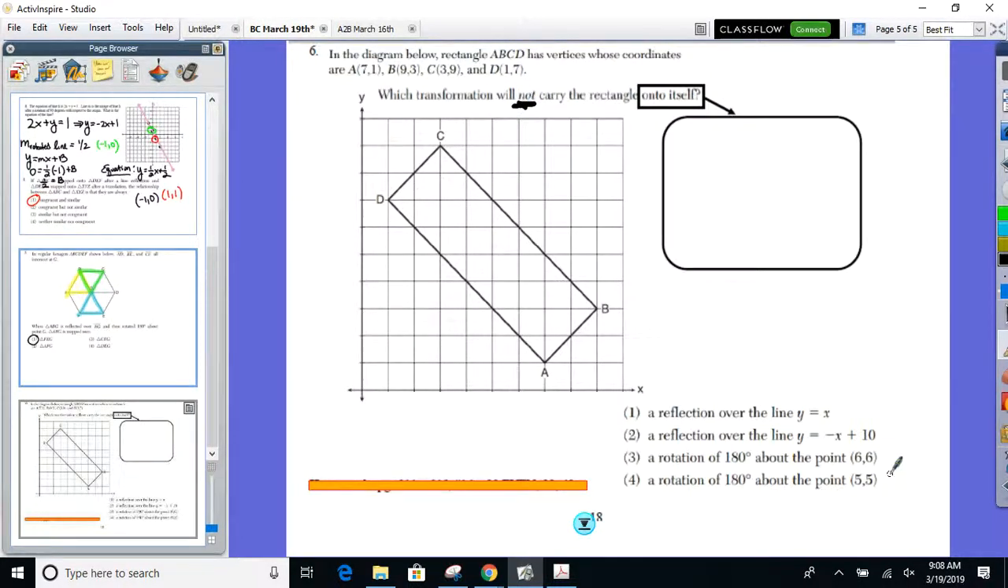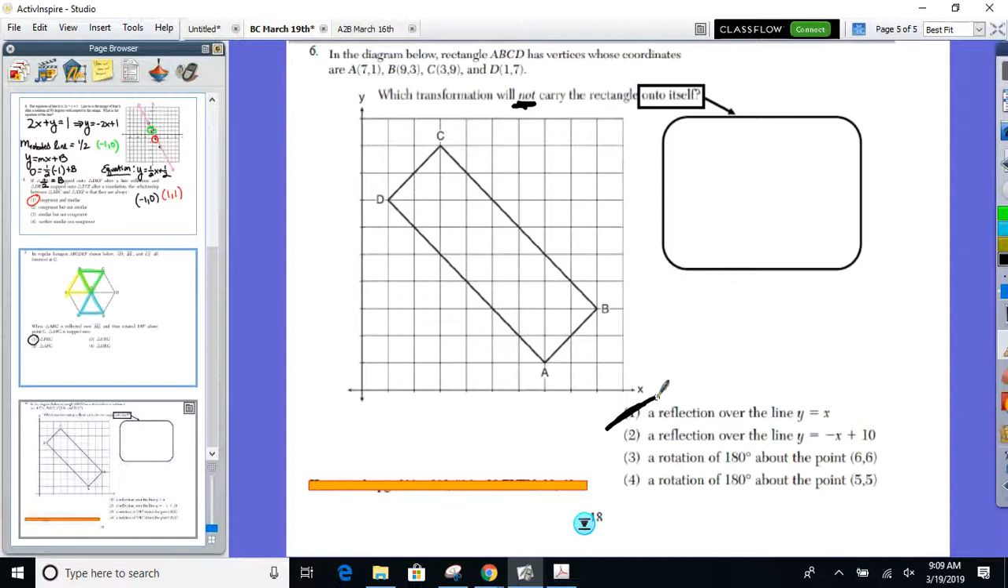Flip them. Everyone ready? 7, 1 for point A would become what? Oh, and what do you notice about 1, 7? Oh, it's a point on the rectangle. 9, 3. 3, 9. Does everyone see every time I flip them, I get the same point on the rectangle? So that's going to carry it onto itself. I'm looking for the one that does not.